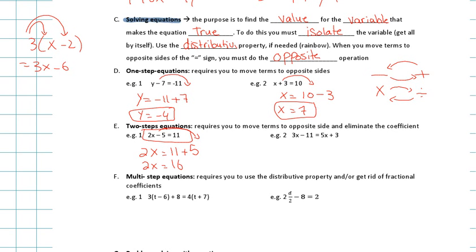Now what do I do after that? You have to divide by 2. That's right. So x equals 16 divided by 2. Why am I dividing by 2? Because look here, 2 times x, right? So when I bring it over, it's going to become a division, because the opposite of multiplication is division. Okay?